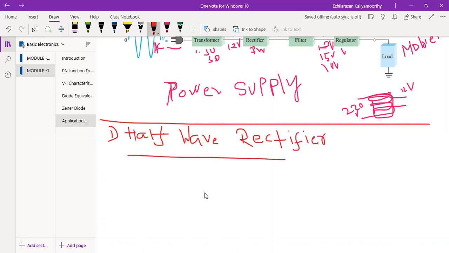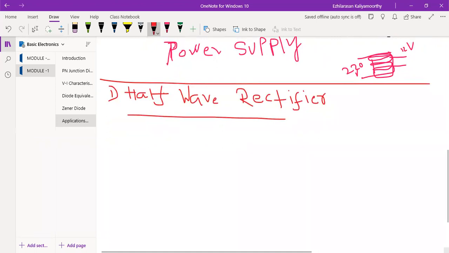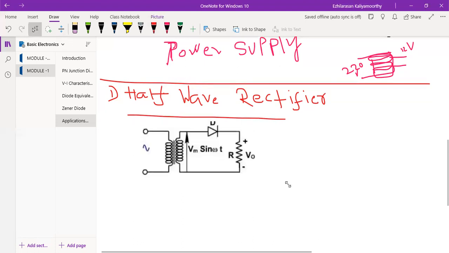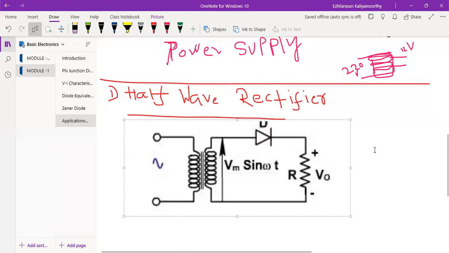Okay, half wave rectifier. So first, what will the half wave rectifier do? Let us draw the diagram of a rectifier. How will it be? See, this will be your half wave rectifier circuit.